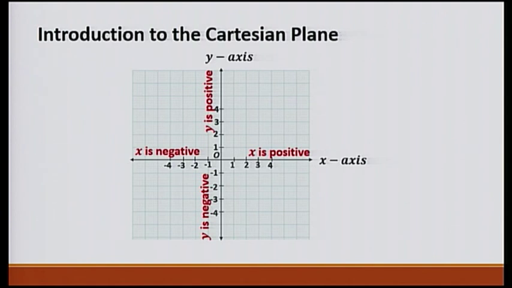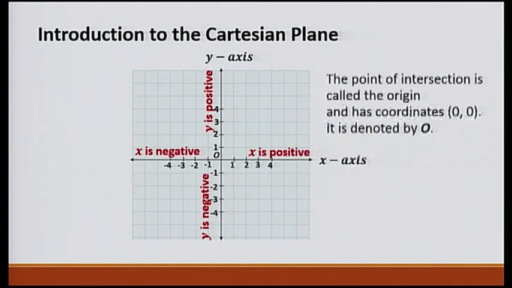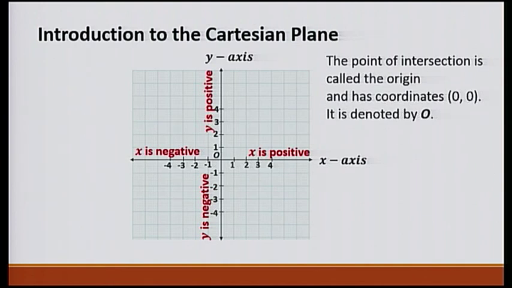Introduction to the Cartesian plane. In the graph, you will notice that we have extended the x-axis to include the negative values of x. We have also extended the y-axis to include the negative values of y. Now the two axes intersect at a point. The point of intersection is called the origin and has coordinates (0, 0). It is denoted by the capital letter O.